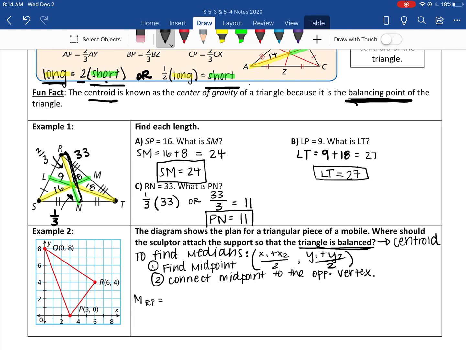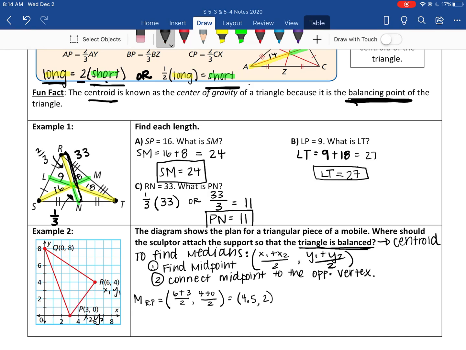So if we go ahead and do the midpoint of RP, let's make this one x1, y1, and this one x2, y2. So that is 6 plus 3 over 2, comma, 4 plus 0 over 2. 6 plus 3 is 9. 9 divided by 2 is going to give you 4.5. 4 plus 0 is 4. Divided by 2 gives you 2. So locate 4.5, 2 on this segment PR.